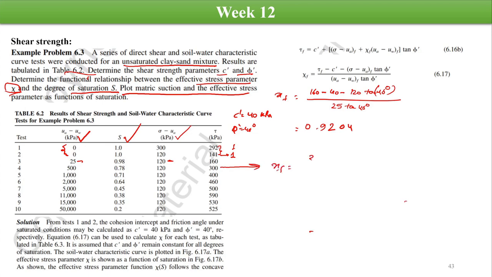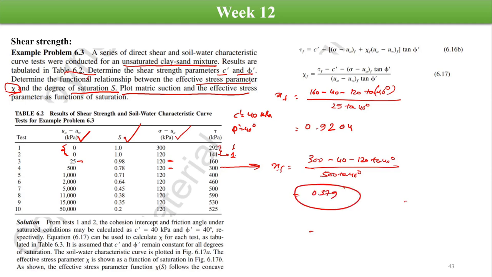It will be 300 minus 40 minus 120 tan 40 degrees upon u minus uw, which is 500 tan 40 degrees. 300 minus 40 minus 120 tan 40 degrees, we have an extra bracket, okay, upon 500 tan 40 degrees, so it's going to be 0.379.